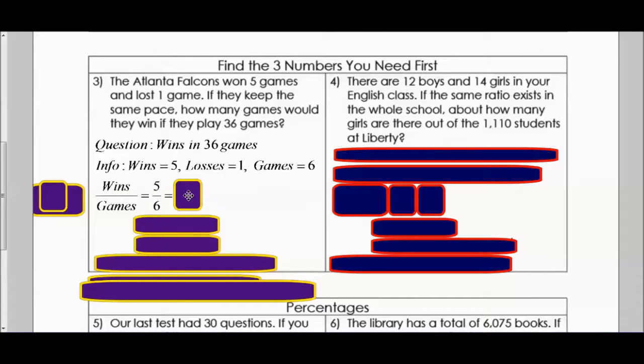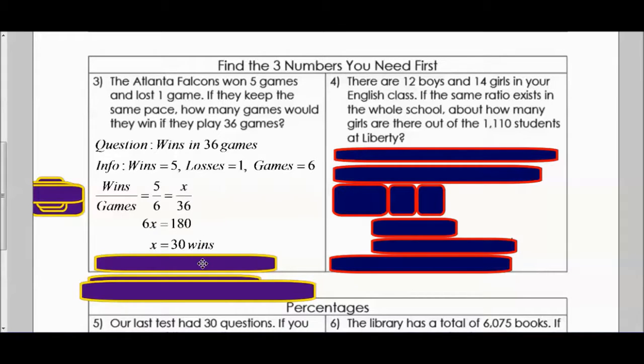They're telling us that they're going to play 36 total games. We want to know how many wins they're going to have there. So they're winning 5 out of every 6. We want to know how many they're going to win out of 36. We cross multiply. 36 times 5, that's 180, and 6 times x, that's just 6x. We divide by 6 on both sides, and x is 30. So they win 30 games out of 36.